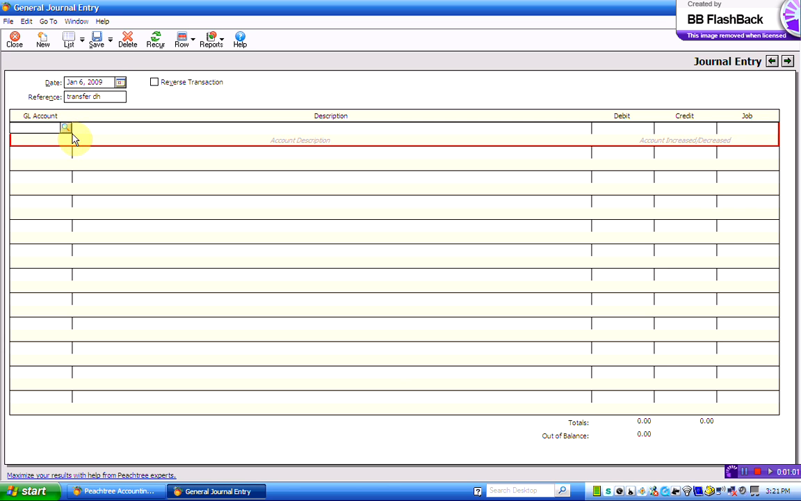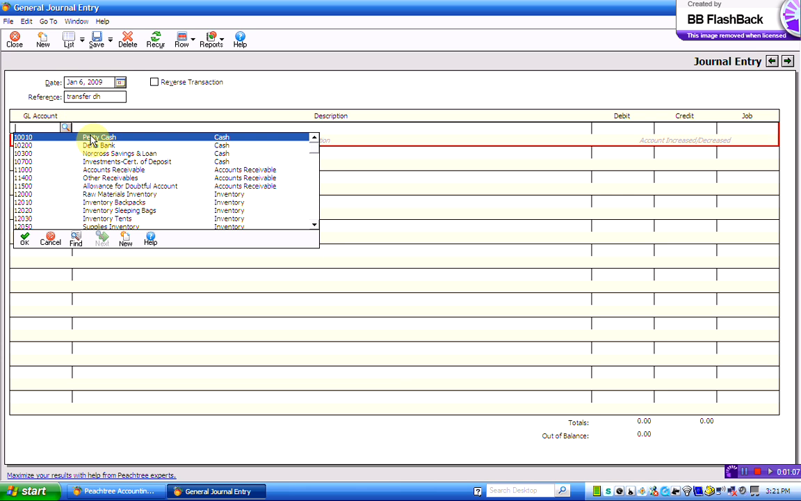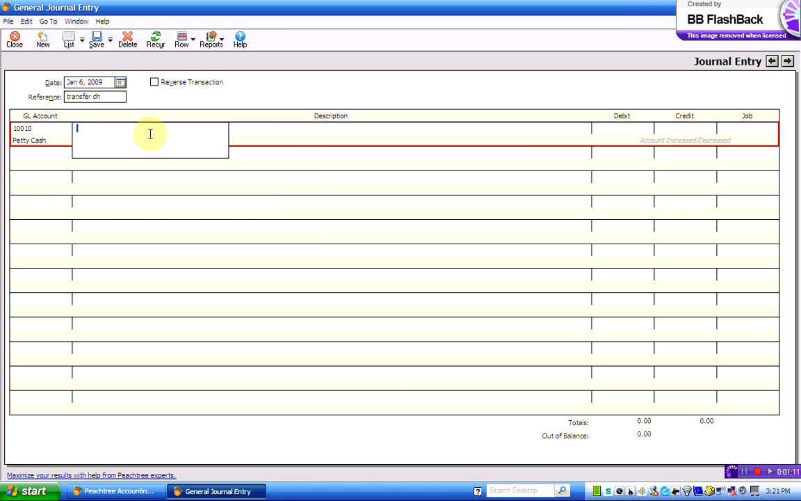So we'll look at the general ledger account, and what I'm going to do is put some money into petty cash. So petty cash is going to be the account that's debited. So I will select petty cash, and this is going to be to transfer money to start petty cash. And then we tab along. We're going to debit it with $200. That's our starting amount.